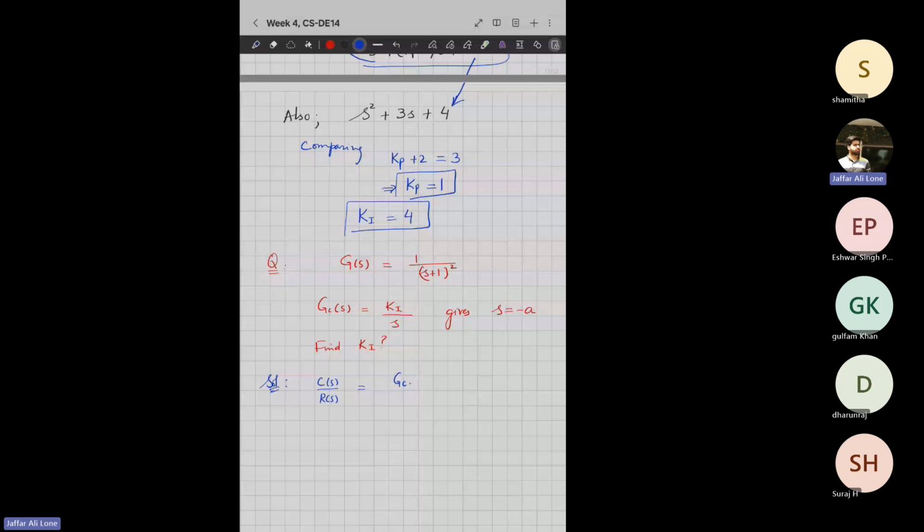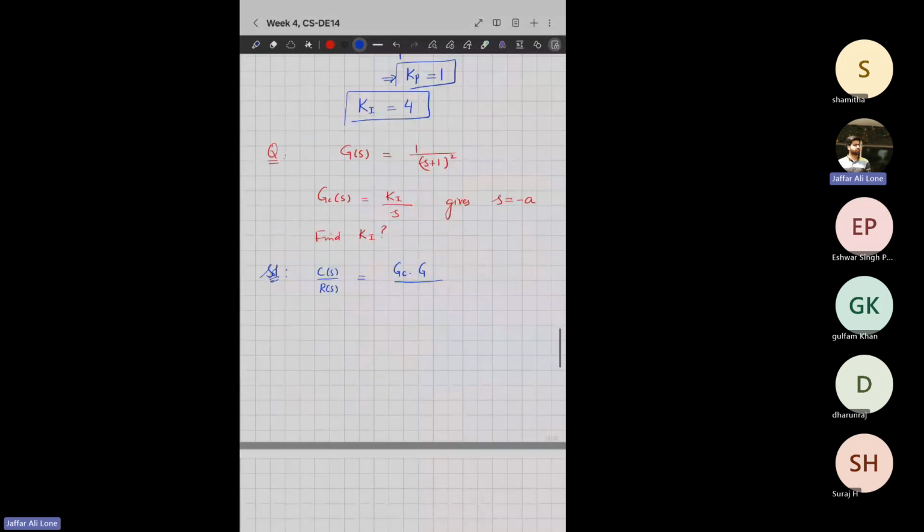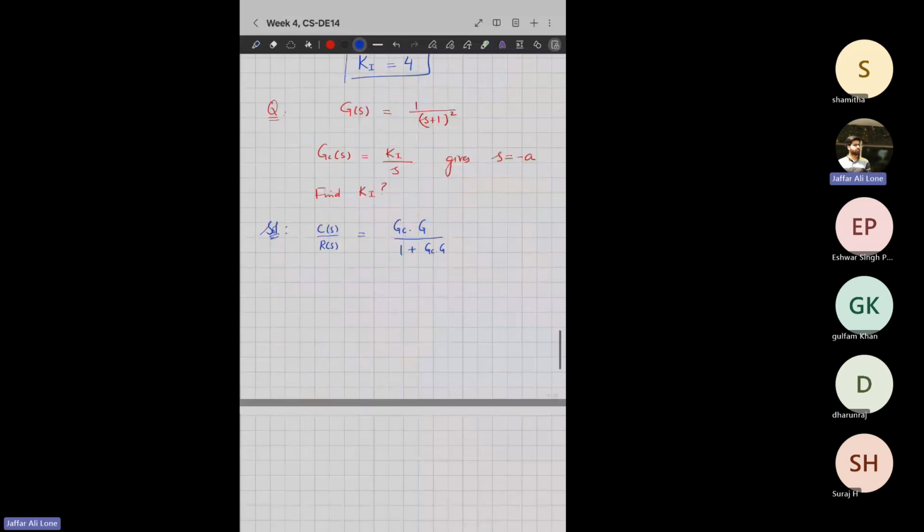The question says they are using an integral controller. If they are using a controller, obviously there has to be feedback. If it is not mentioned which feedback, then it is unity feedback, and if it is not mentioned positive or negative, it's negative feedback. So whenever there is a controller, and it gives a closed loop pole, obviously there's feedback. So this will be my CLTF: GC into G over 1 plus GC into G.